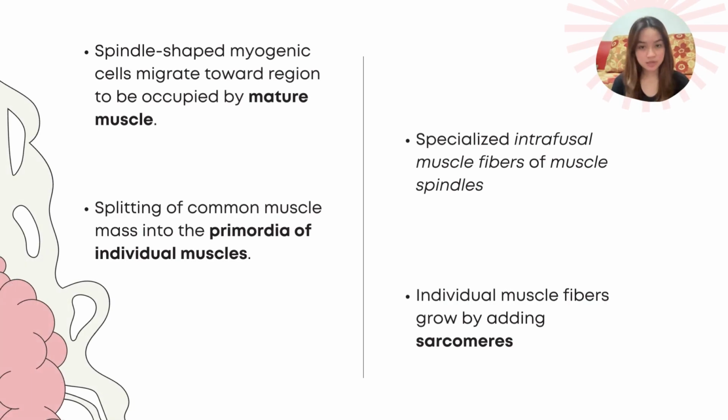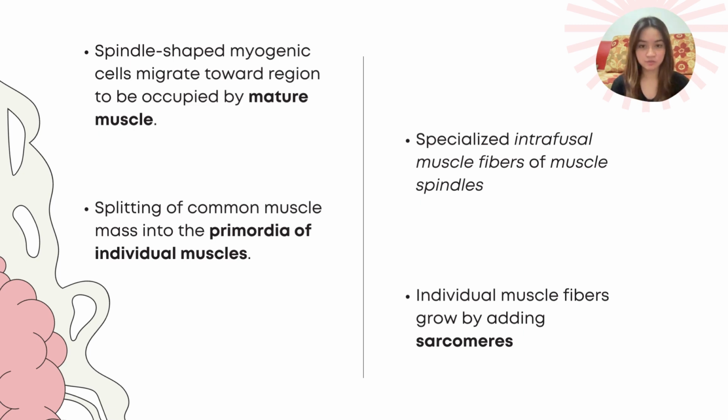Spindle-shaped myogenic cells, or presumptive myoblasts, travel toward the region that would be inhabited by the mature muscle from a shared origin in the paraxial mesoderm. Through a fibrillar extracellular matrix, these cells shall move. The division of the common muscle mass into the primordia of distinct muscles represents the subsequent stage in the development of a muscle. Early myotubes have started to form from the myoblasts at this point in muscle development, and frequently their orientation already matches that of the mature muscle's fibers.